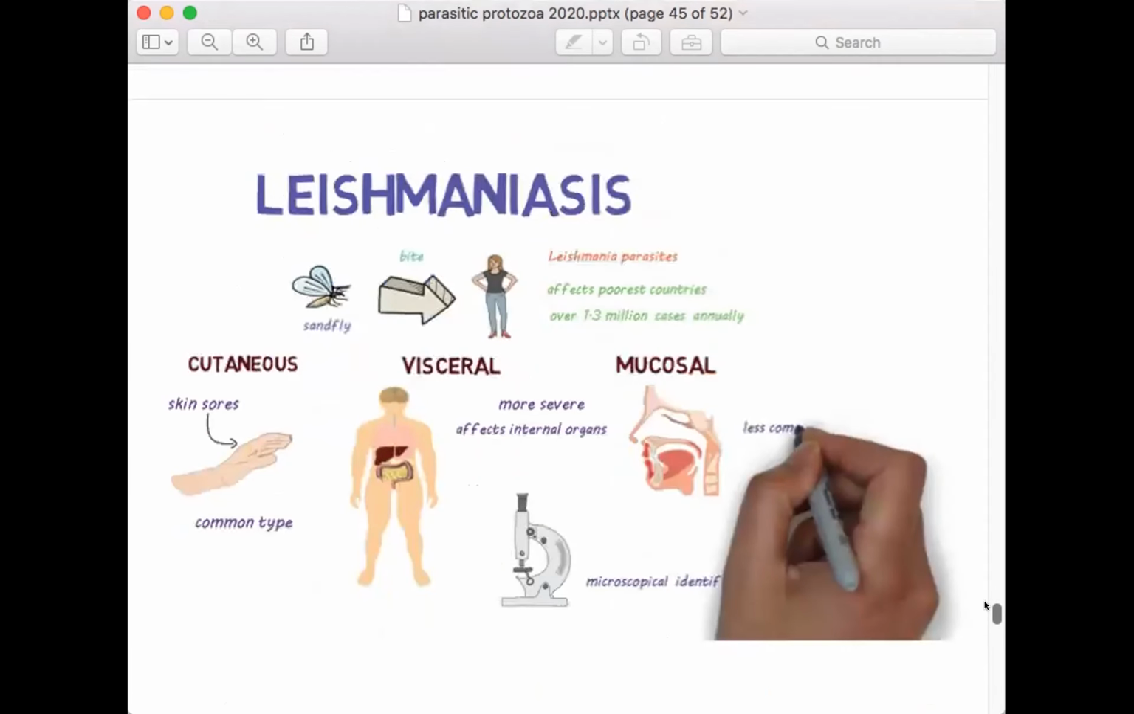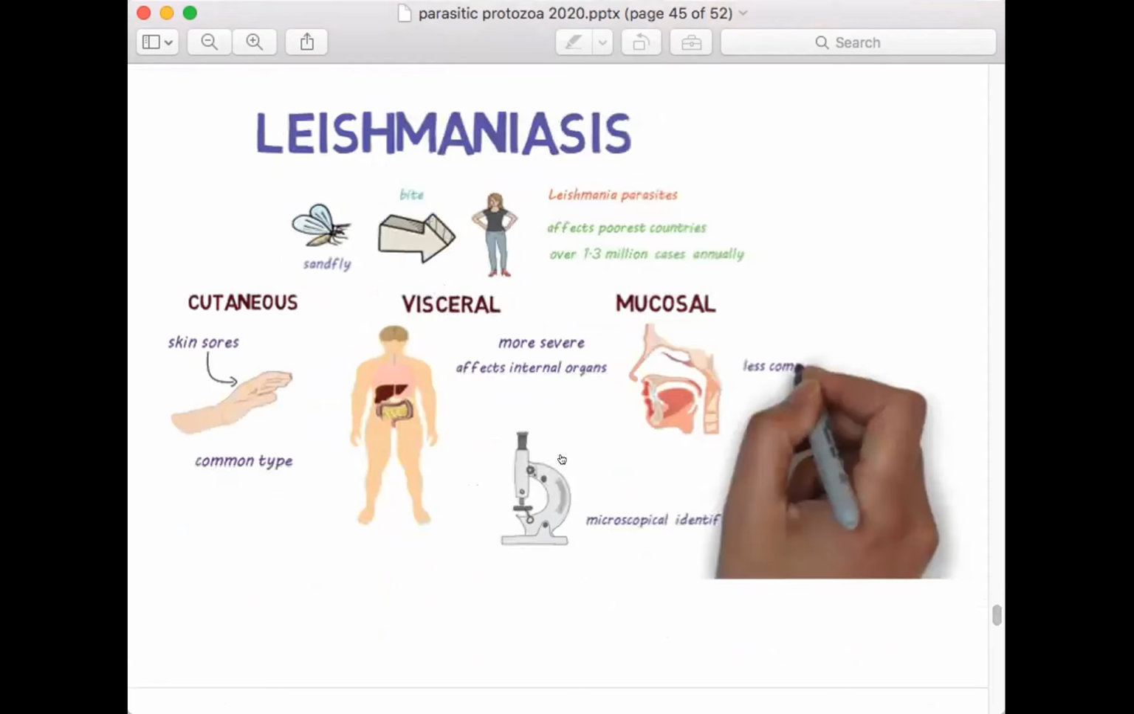So again, 3 different forms of leishmaniasis. This is just a visual for those of us that are visual. Visceral leishmaniasis is the most potentially lethal. It's more severe. It affects our internal organs. Anything that disrupts our internal environment is not ideal. Leishmaniasis, again, is transmitted through the bite of the phlebotomine sandfly. We're seeing this affect very, very poor countries, with over 1.3 million cases annually. That's a huge public health concern.